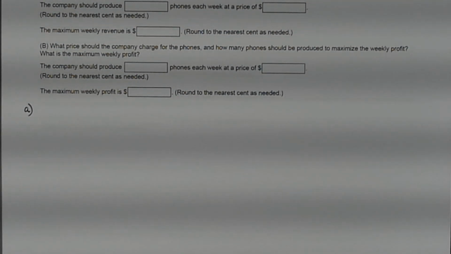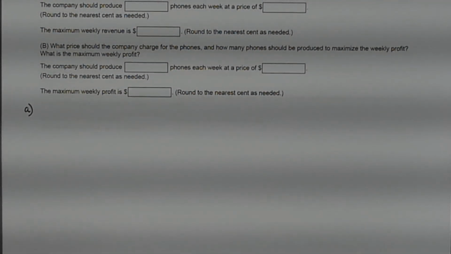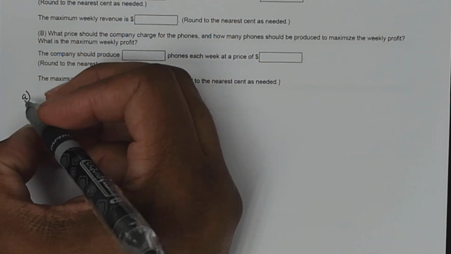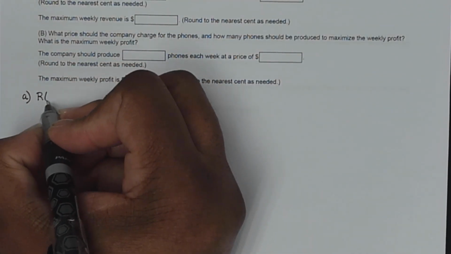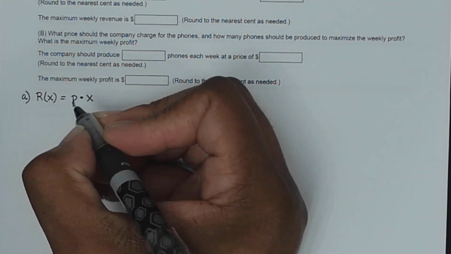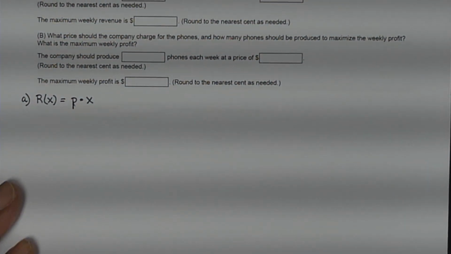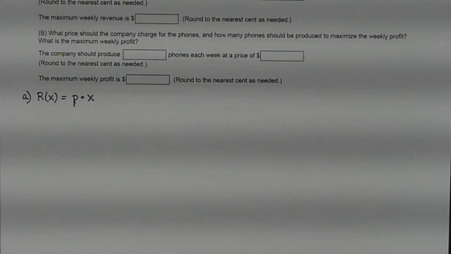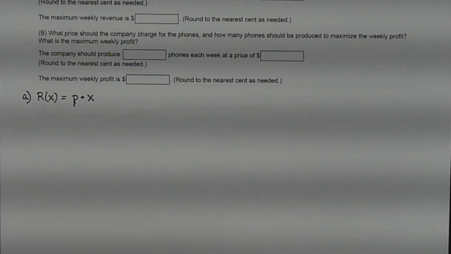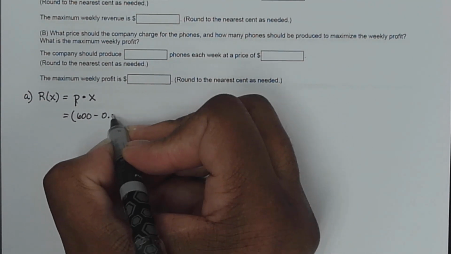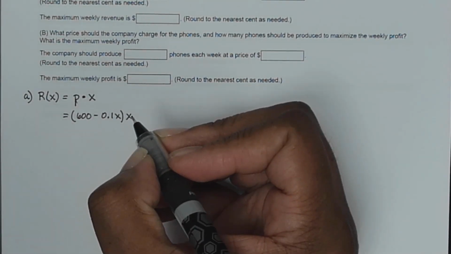We need to find out what the revenue is going to be, because we got the price up here and the cost. Let's find out what that revenue is going to be. If you recall, your revenue, R of x, is equal to p, which is the price, times x. And that's going to be the number of cell phones per week. The price times the number of cell phones, which is x. That's this formula, p times x. And the price there is 600 minus 0.1x times x.